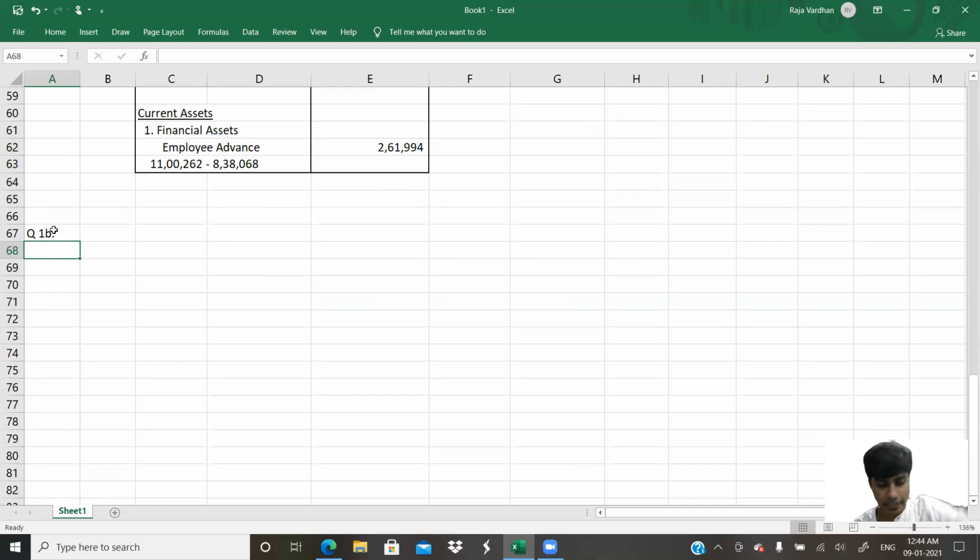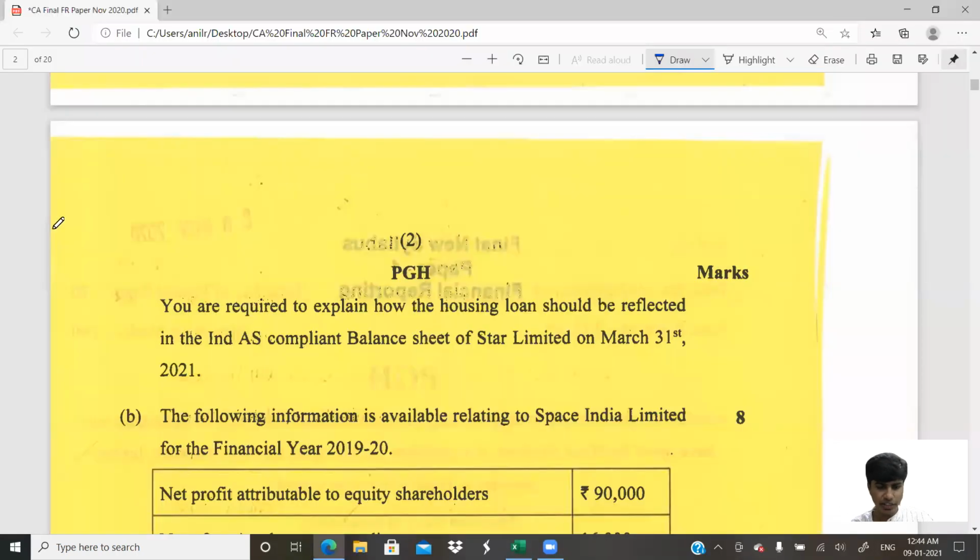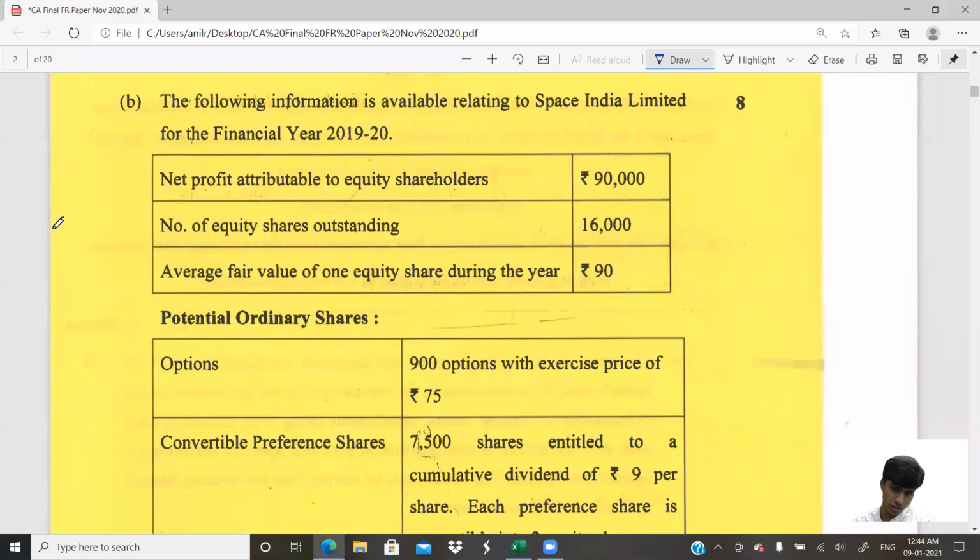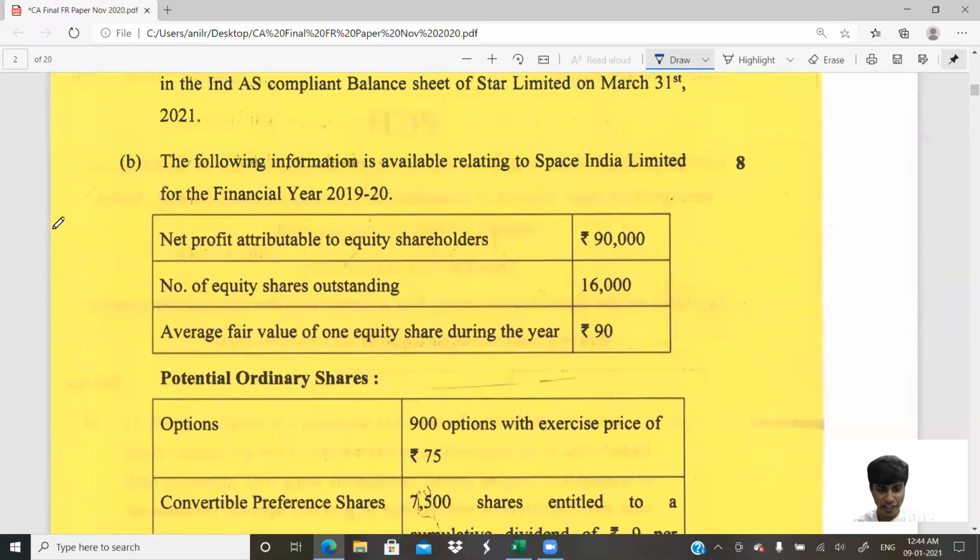Come on. Let us now do 1B. Let's first read the question. What do they want? The following information is available relating to Space India Limited for the financial year 1920. Okay. A company which is into space research from India. Next Tesla, maybe. So maybe they're trying to find life in Mars.